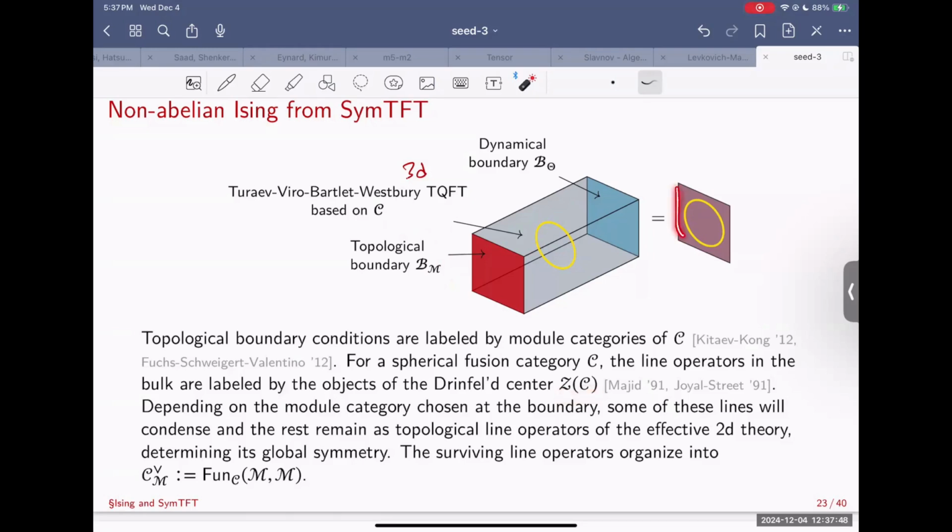However, not all of these line operators will survive the sandwich process, because based on the boundary condition that we choose, mainly based on the choice of this module category, some of the line operators from the center will condense, and the rest will survive as topological line operators in the effective 2D theory. And these surviving line operators will determine the global symmetry. Because again, recall that the labels of the topological line operators in our 2D theory correspond to elements of our global symmetry. And the result here is that the line operators that survive this sandwich process form the Morita dual of C with respect to M, which is defined as the endofunctor category of M with respect to C.